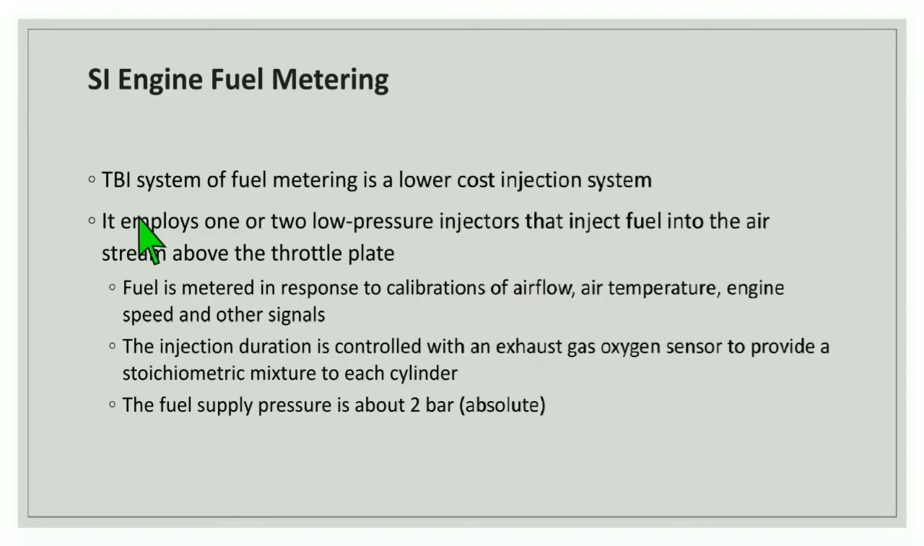The TBI, or throttle body injection, system of fuel metering is a lower cost injection system. It employs one or two low pressure injectors that inject fuel into the air stream above the throttle plate. Fuel is metered in response to calibrations of airflow, air temperature, engine speed and other signals. The injection duration is controlled with an exhaust gas oxygen sensor to provide a stoichiometric mixture to each cylinder. The fuel supply pressure is about 2 bar, which is absolute.